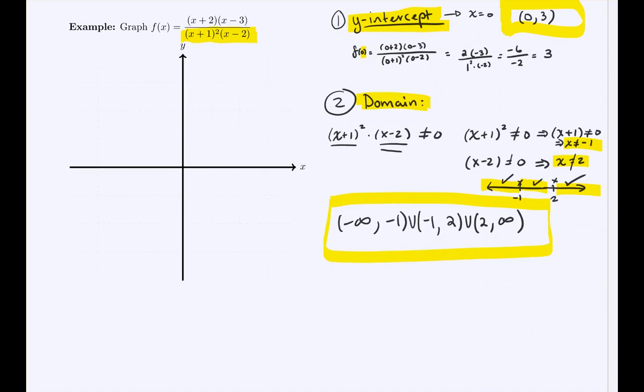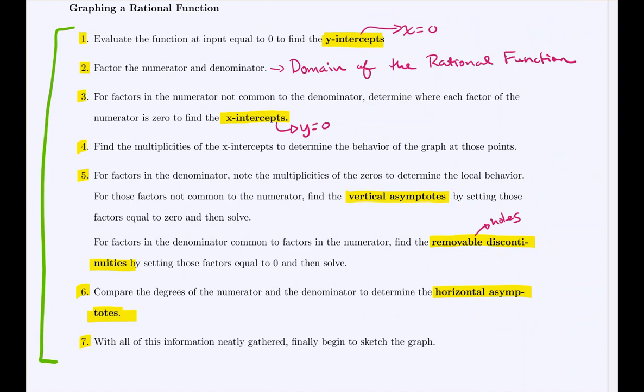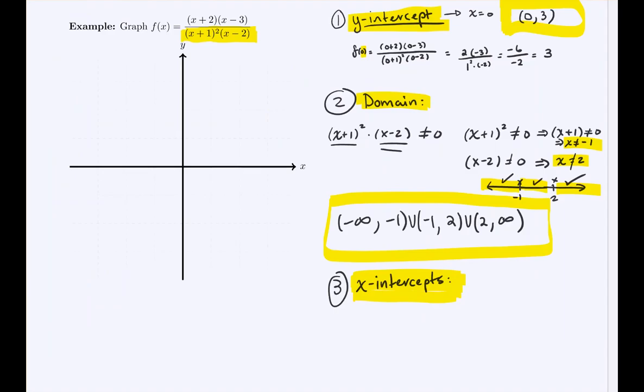So next would come step 3. Let's go back to our list. Step 3 means find the x-intercepts. So here we're going to look for when y is 0, what is the corresponding x value? And visually this is going to be where the function crosses the x-axis. Now y is the output of the function. So we're looking to solve when is this equation true?